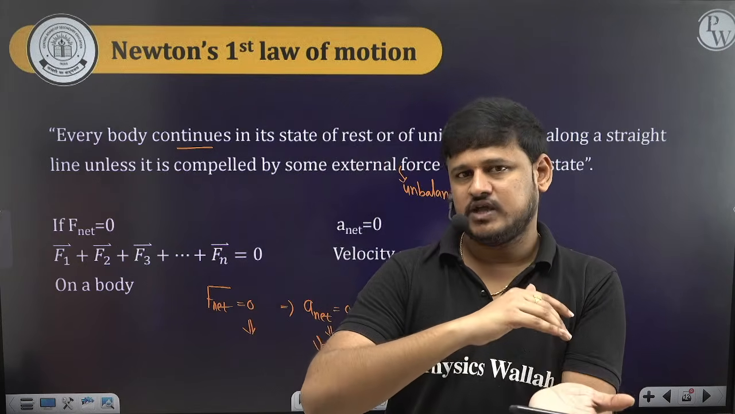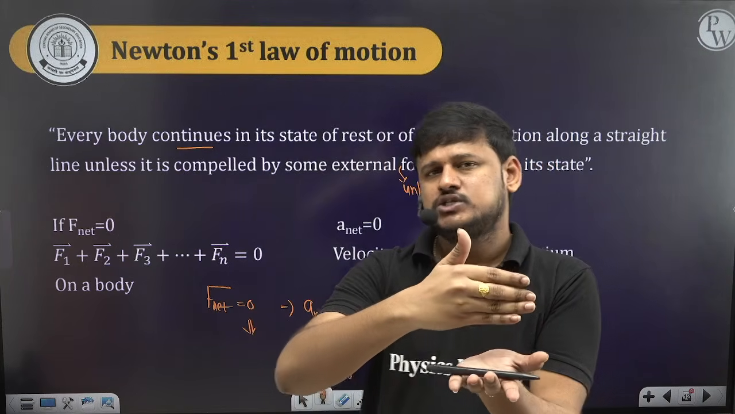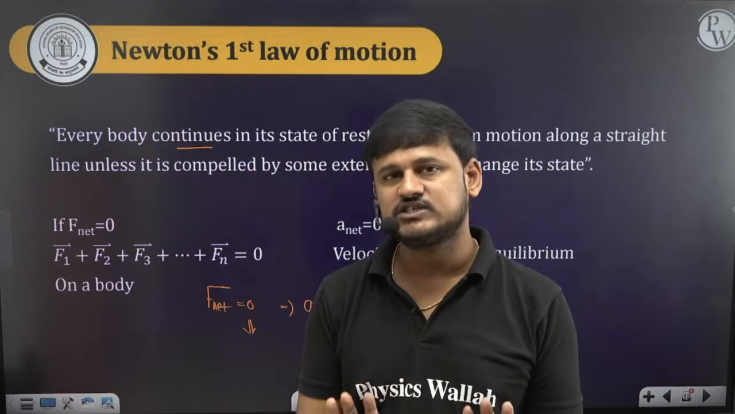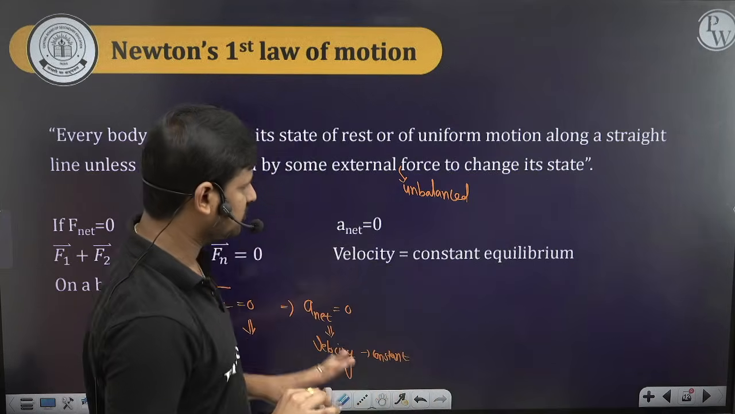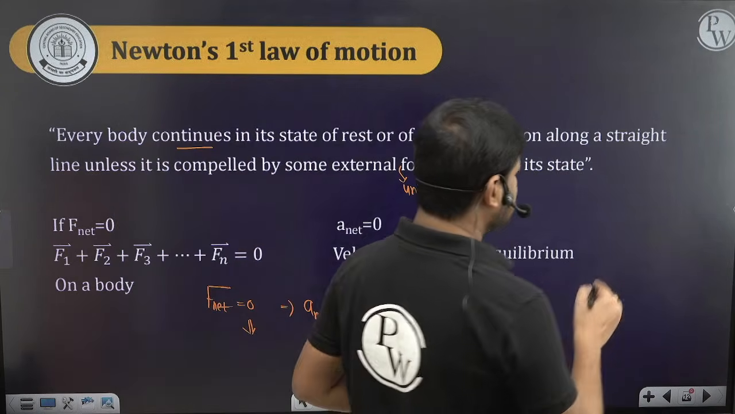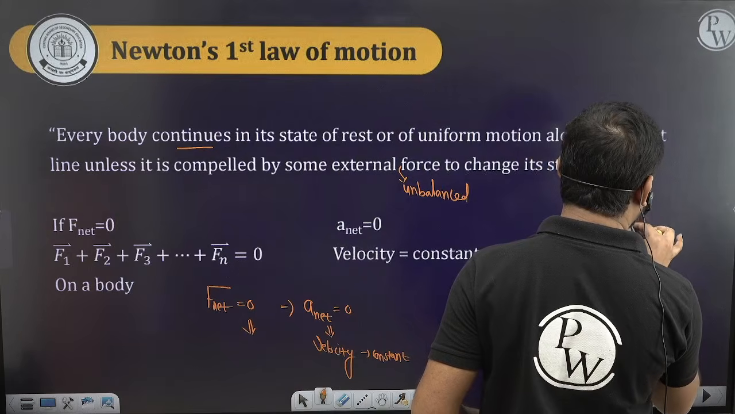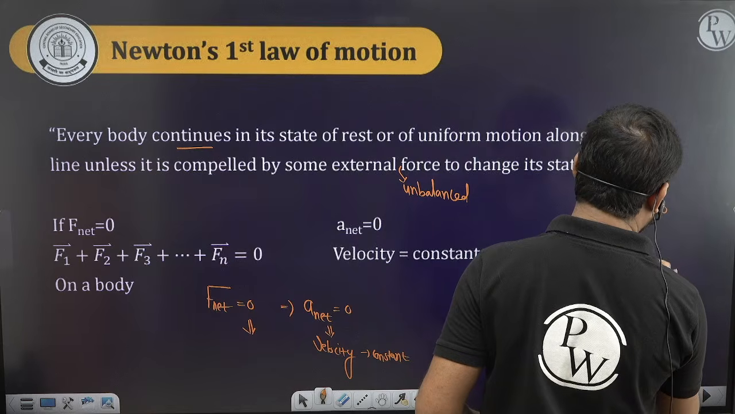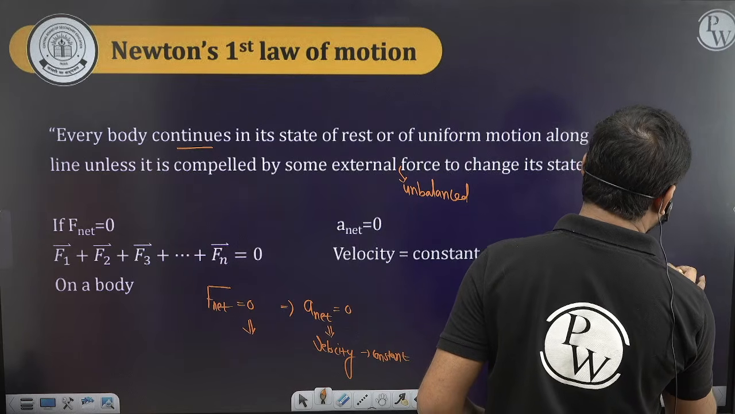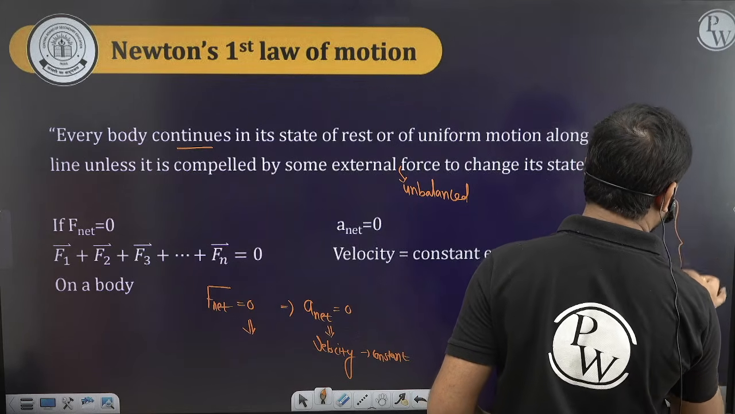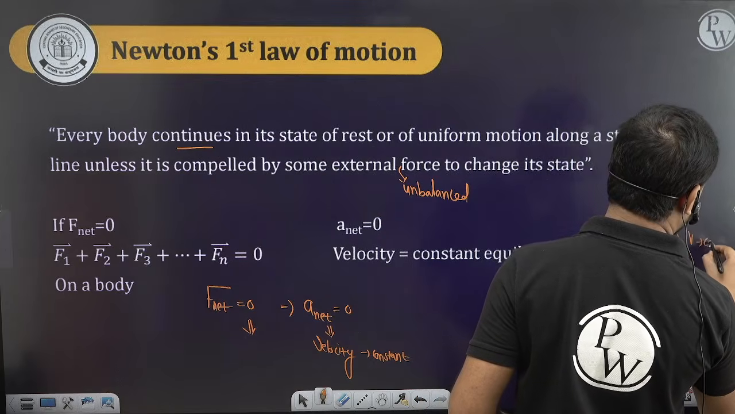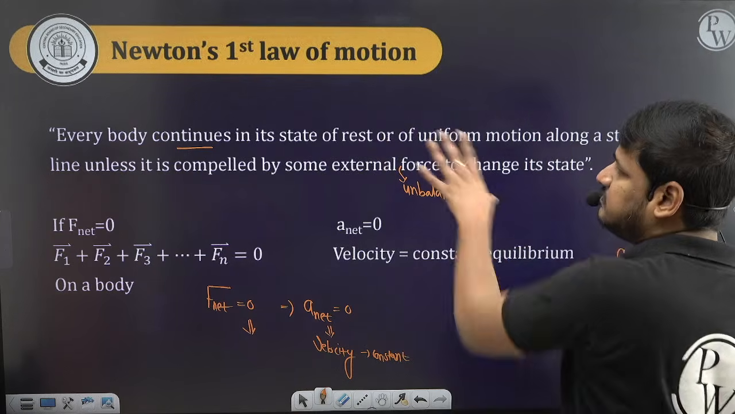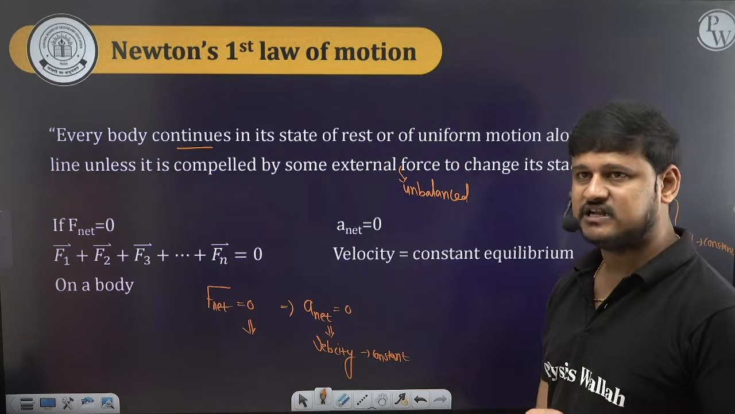Once it is in motion, it should move continuously if no force acts on it further. So that's Newton's first law. If the net force acting on the body is 0, then the net acceleration a_net will be equal to 0, and a_net 0 means the velocity is going to be constant. This is a summary of Newton's first law. You already know this statement at the grade 9 level itself.